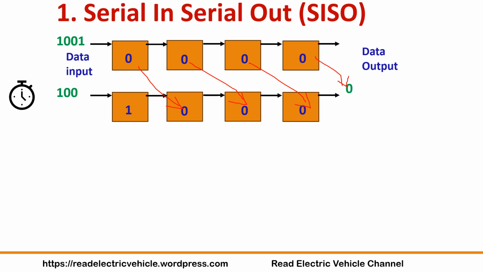So after one clock pulse, this will be the data stored in the flip-flop. Now you give the second clock pulse. You have to remember that all the flip-flops are given the clock pulse at the same time, so this happens simultaneously.